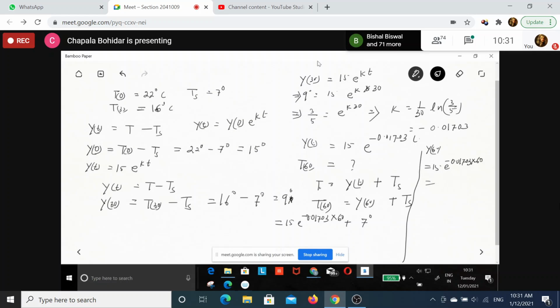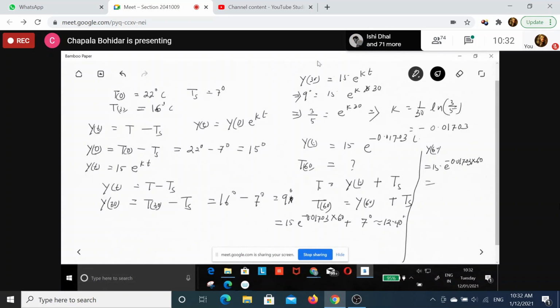So it is nearly equal to 12.4. The temperature of the body after 60 minutes is 12.4 degrees. So the last part, what is given?